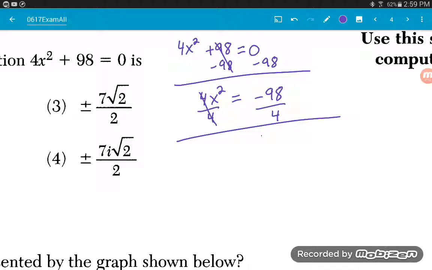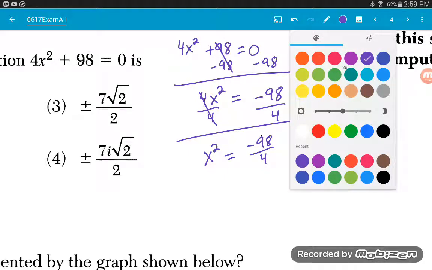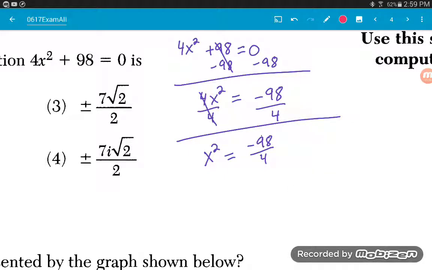That gives me an ugly fraction on the right. I can't simplify the fraction on the right. It doesn't simplify nicely, at least. I can't divide 98 by 4, so I'm going to leave it alone for now. What I'm going to do is rewrite it: x squared equals negative 98 over 4. And now I'm going to try to get that x by itself instead of an x squared.